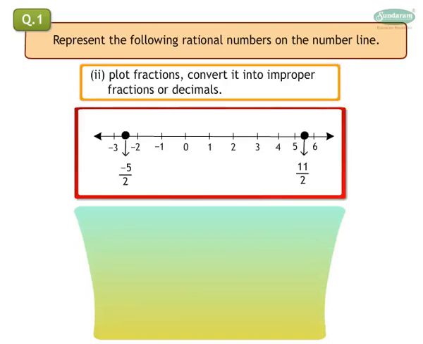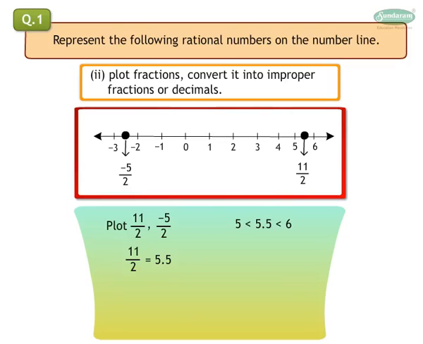Now let us plot 11 upon 2 and -5 upon 2 also. To plot fractions, convert them into improper fractions or decimals. Step 1. Convert it into decimals. Step 2. Now since 11 upon 2 is equal to 5.5, it will lie between 5 and 6. Step 3. Hence, divide the space between 5 and 6 into 10 parts using a ruler and then mark the fifth part as 5.5.